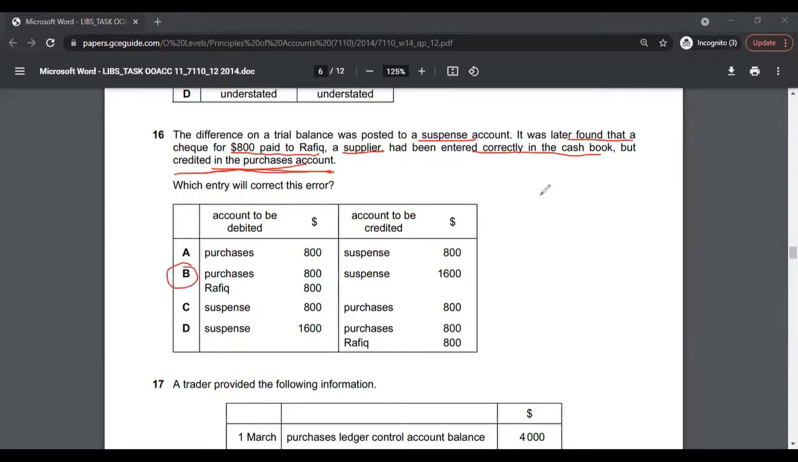So you have to debit the purchases, because you previously credited, which is incorrect, and then of course debit Rafiq's account because you paid, and then you would credit the suspense by $1,600. So the answer to multiple choice 16 is option B.